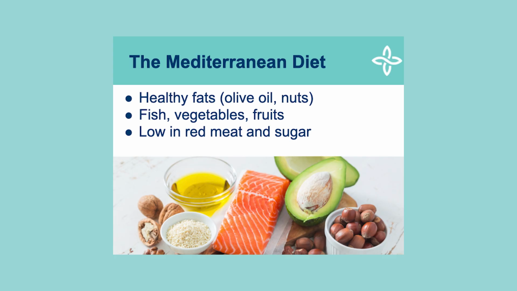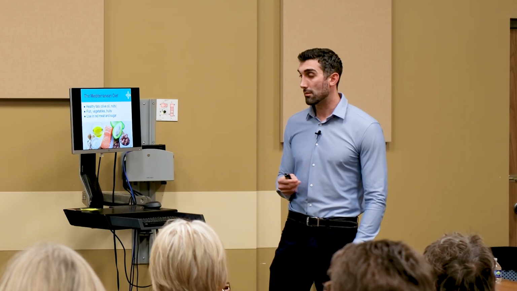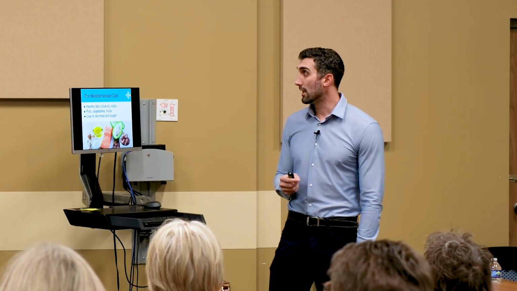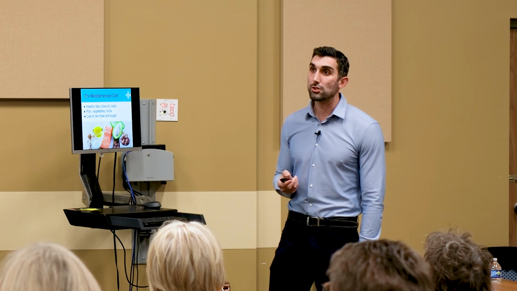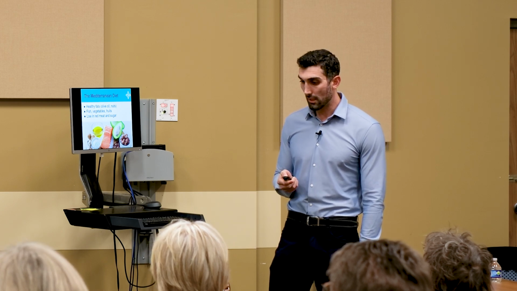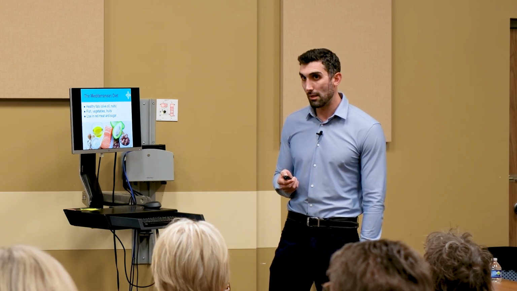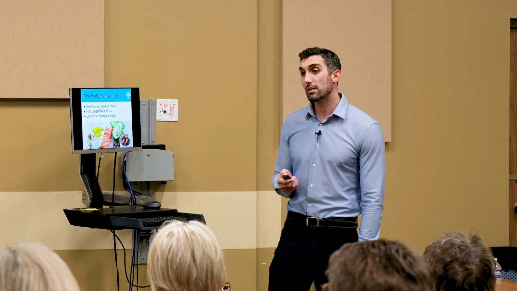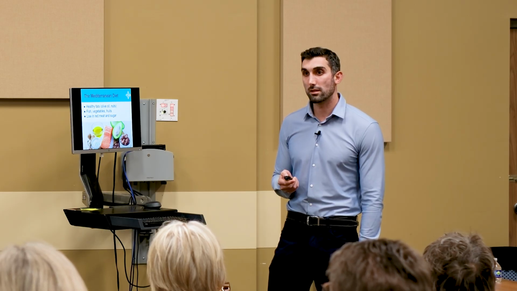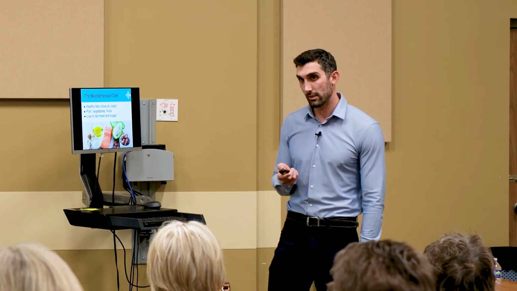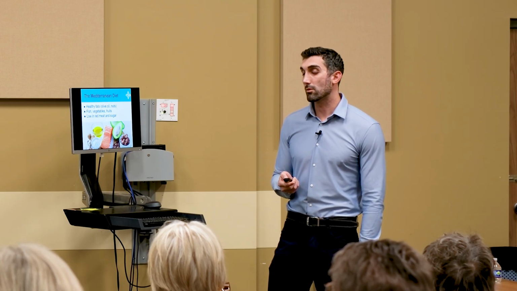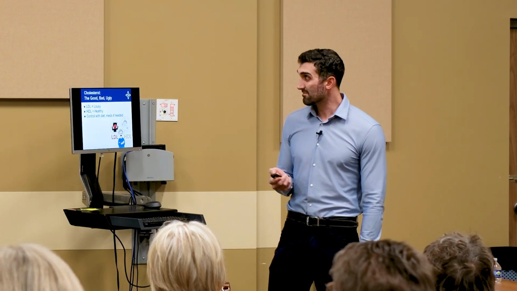You want to eat vegetables, just think color. The more variety, the better. And in general, lower in red meat and lower in sugar. I think red meat and meat in general kind of got a bad rap over the years, but more data is coming out on how much inflammation sugar creates, and I think we really need to focus on that.